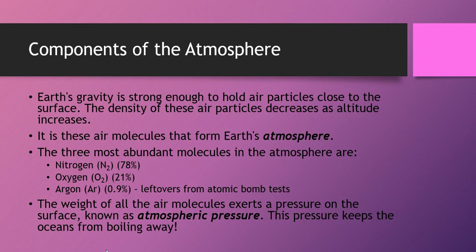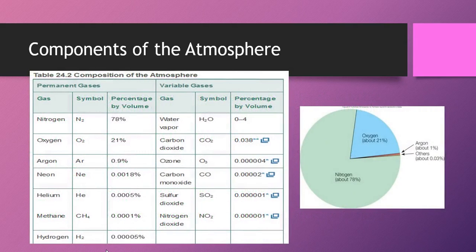The weight of all the air molecules on the surface exerts pressure onto the surface, known as atmospheric pressure, and this pressure keeps the oceans from boiling away into space. So here you can see all of the gases in the atmosphere, not just the main three, and the gases include other noble gases like neon and helium, but also water vapor, carbon dioxide, ozone, carbon monoxide, and then sulfur dioxide and nitrogen dioxide. One important level to point out is the level of carbon dioxide in the atmosphere, which is increasing steadily over time, particularly due to human causes.